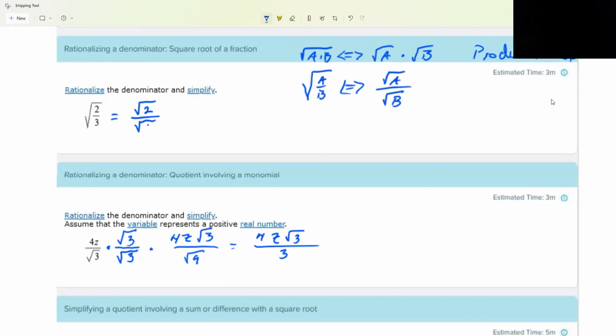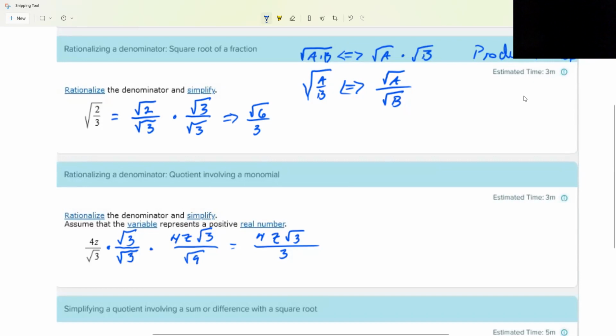So it looks like this. Now I'm going to get rid of that radical down there by just multiplying times itself. So on the bottom, I'm going to end up with the square root of 3 times the square root of 3. That's going to be the square root of 9. You're going to get 3 out of that. Okay, and then 2 times 3 is 6. And you're done. You can't simplify that, so you just leave it.